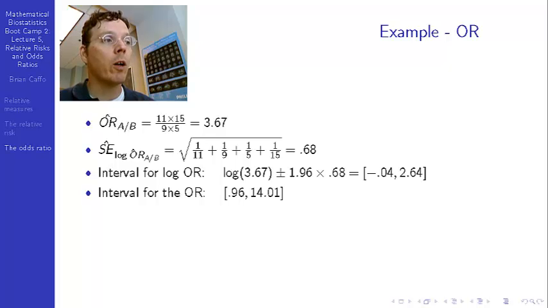So the interval for the log odds ratio is log 3.67 plus or minus 1.96 times 0.68. That works out to be negative 0.4 to 2.64. The interval for the odds ratio is 0.96 to 14.01. So this is on the natural scale.